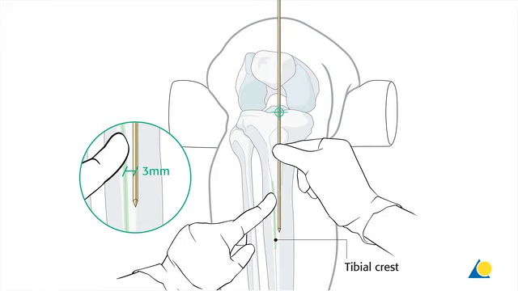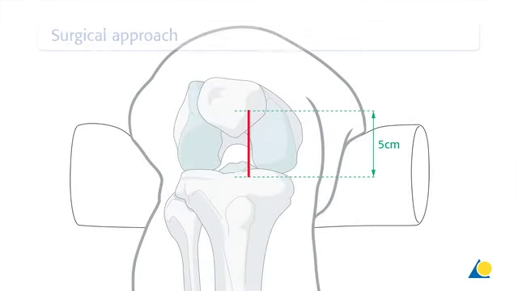The correct insertion point will be at the intersection of the guide wire with the tibial plateau. A longitudinal skin incision is made over the planned entry point. It is extended 3 to 5 centimeters proximally from the level of the tibial plateau. An incision that is too medial interferes with proper entry into the medullary canal.